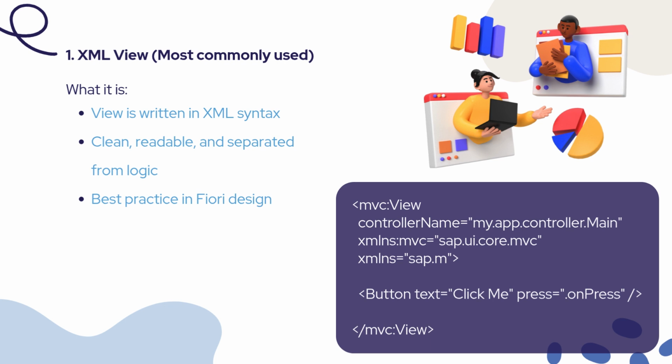mvc:View is the starting tag for the view. Then controllerName connects this view to its controller. sap.m lets us use SAP UI5 controls like button, list, and more. Inside we have a button tag with text Click Me. When clicked, it calls the onPress function in the controller. So in short, XML view keeps the UI and logic separate, which makes your app easy to build and maintain.